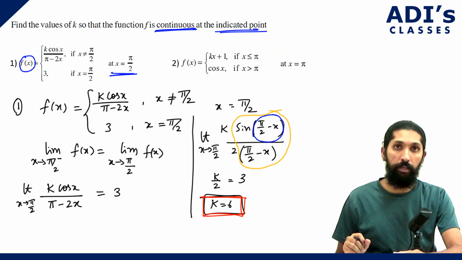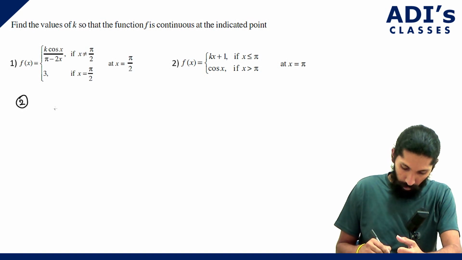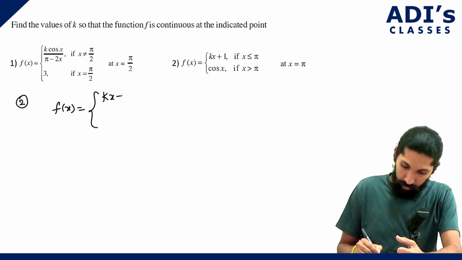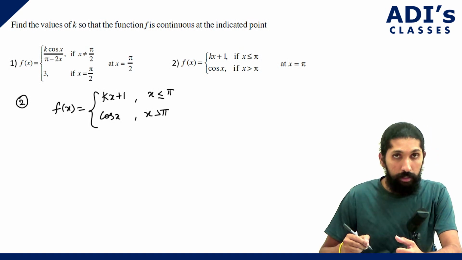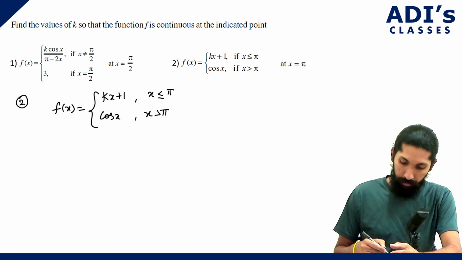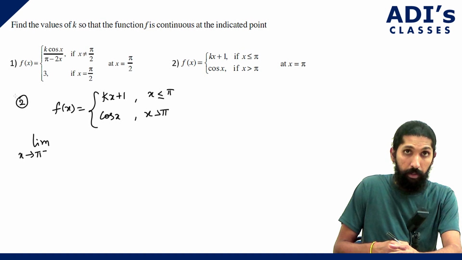Now let's do the second one. For the second one, f of x is equal to, see, kx plus 1, this is cos x. This is where x is less than or equal to pi, and here it is x is greater than pi. All right. And you know it is continuous at x is equal to pi. Okay, well and good. First we'll take one limit, that is limit as x tending to pi minus, LHL, no?